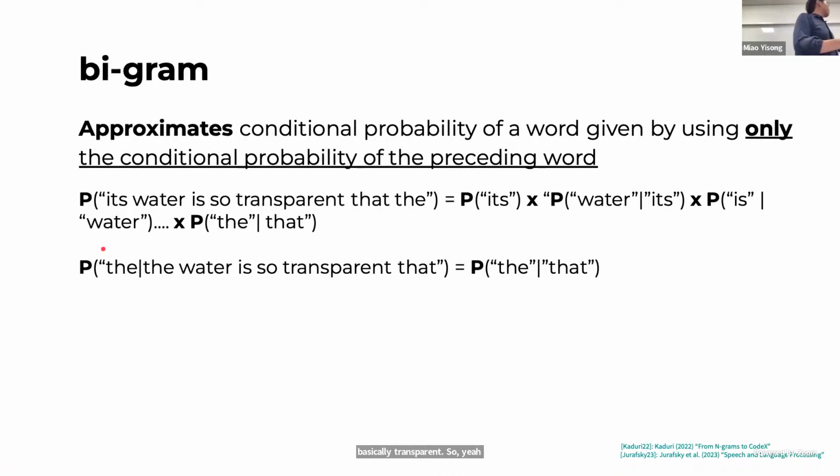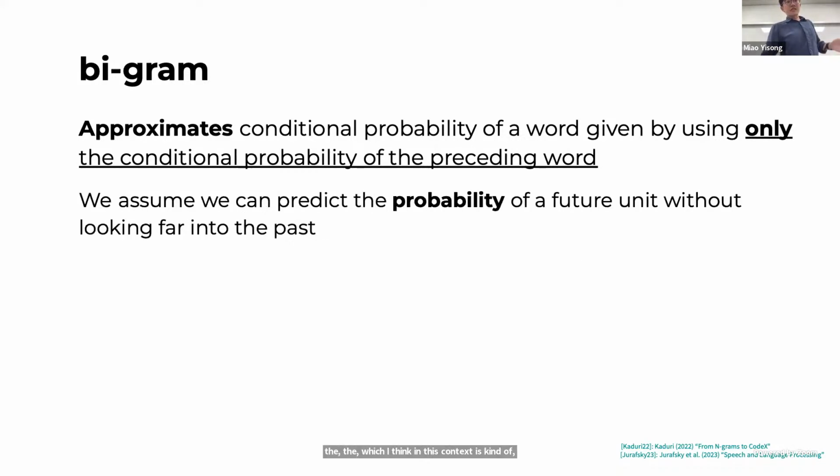A simple way to model this is known as the bigram. This actually came from the roots of the Markov chain, which shows that you can approximate future events by looking at the nearby events. So we approximate this long context by inferring that the word following is based on the previous word, which in this context is kind of accurate, but in other contexts it's not very accurate or meaningful. This assumes that we can predict the probability of a future unit without looking far back into the past of the context itself.